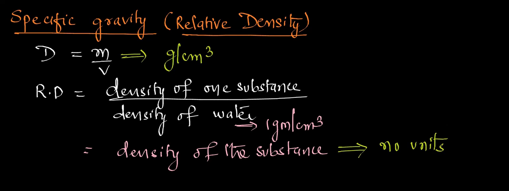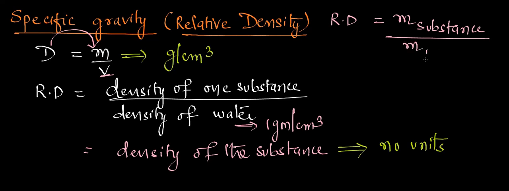Now there are certain formulas. Relative density of a substance is nothing but, in terms of mass, if you take density, it is mass by volume. Density of water is also mass by volume. When you are comparing two substances, you have to take the same volume. Volume will be considered the same for the numerator substance and the denominator substance. Then density will be completely depending on what, beta? It will be completely depending on mass, right? So you can write the formula like mass of the substance by mass of the water.